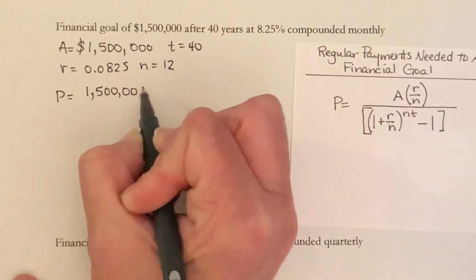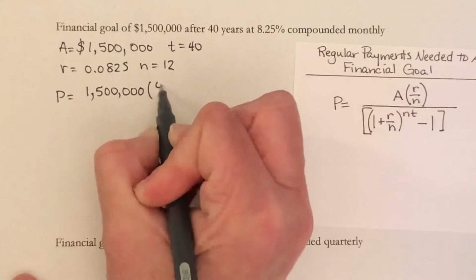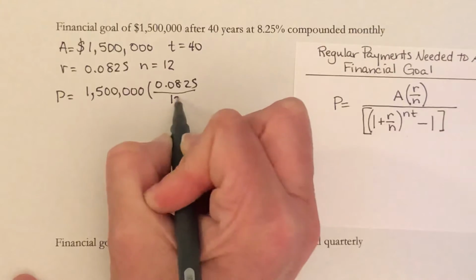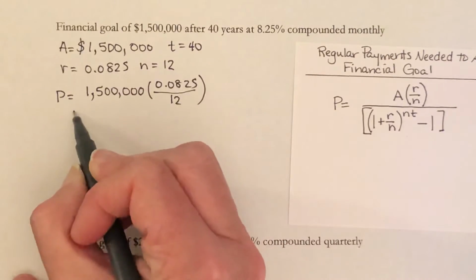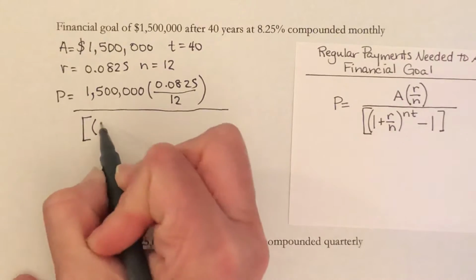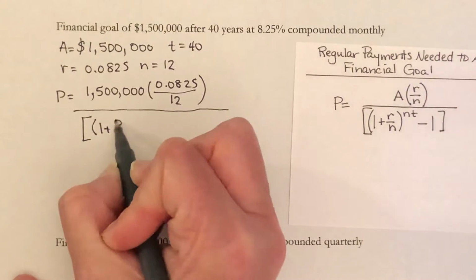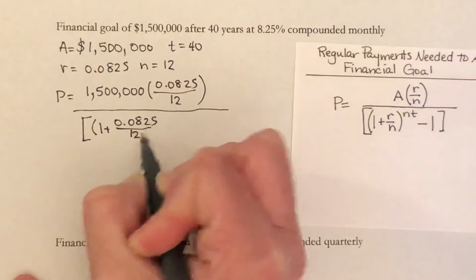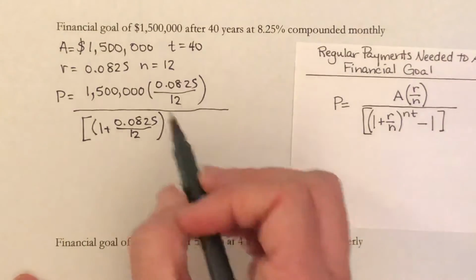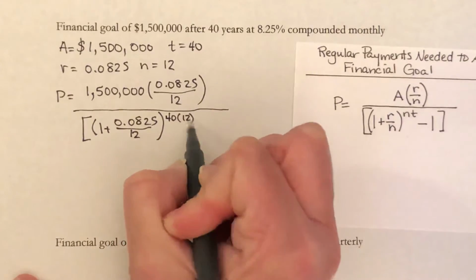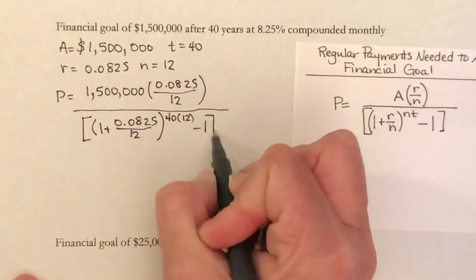our goal times the rate over the number of times compounded. And all of this is 1 plus 0.0825 over 12 raised to the NT, so 40 times 12, minus 1.